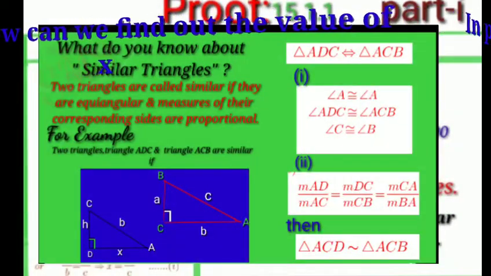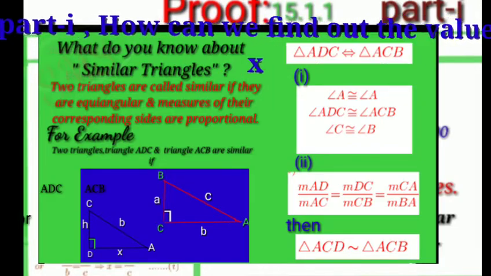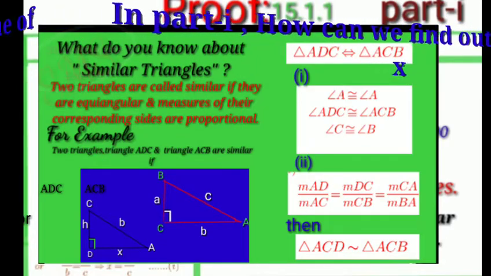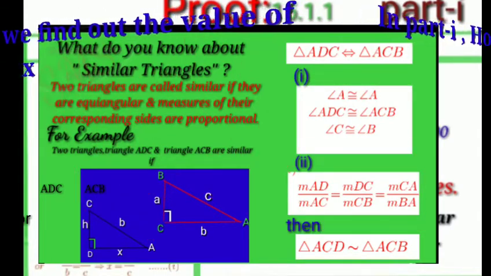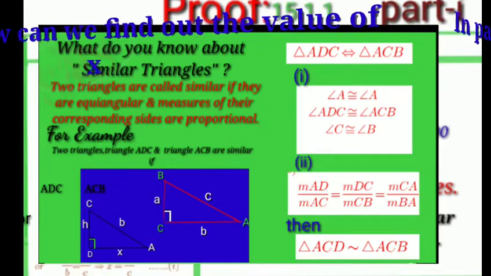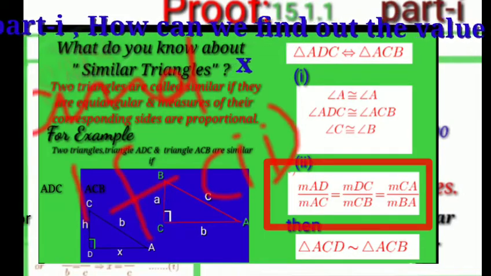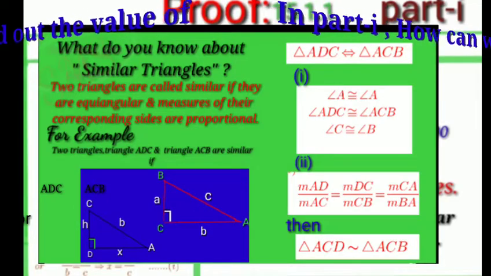By definition, two triangles are called similar if they have equal angles and the measures of their corresponding sides are proportional. For example, triangle ADC and triangle ACB are similar if their angles, angle A congruent angle A, angle ADC congruent angle ACB, angle C congruent angle B, and their corresponding sides are proportional, then triangle ACD and triangle ACB are similar.